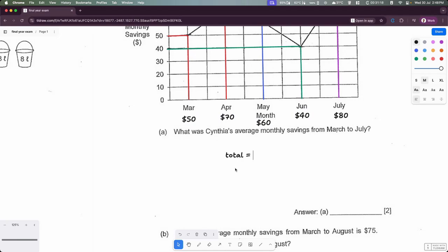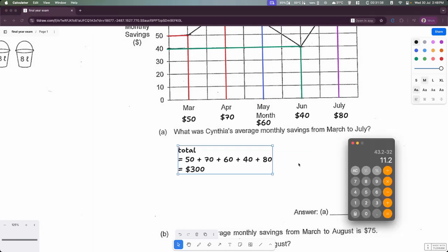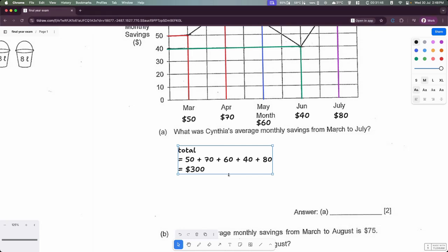So total is equal, I'm going to put this in another line. Okay, so 50 plus 70 plus 60 plus 40 plus 80. And what would this give us? So it's 150, 100, 250, 300. So this will give us $300. Let us double check with our calculator. So this is 50, then plus 70 plus 60 plus 40 plus 80, and right, very good, $300.